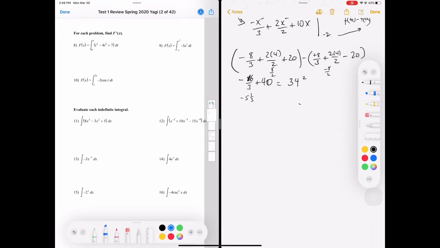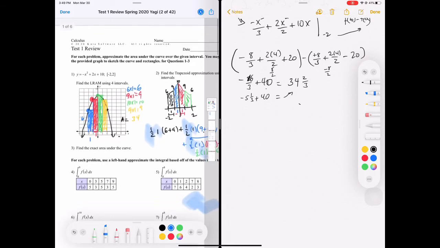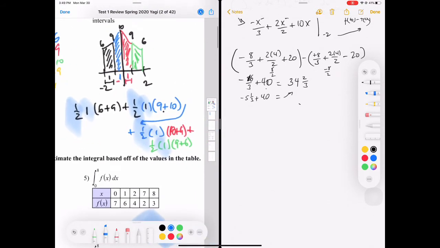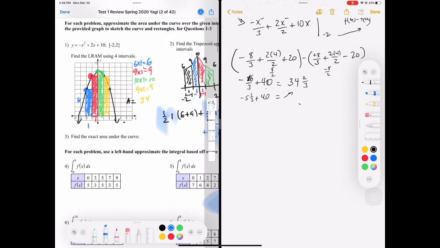40 minus 5 1/3 is equal to 34 2/3, which is really close to what we had as an approximation, 34. This probably got us a little closer to that answer. And that's our answer.